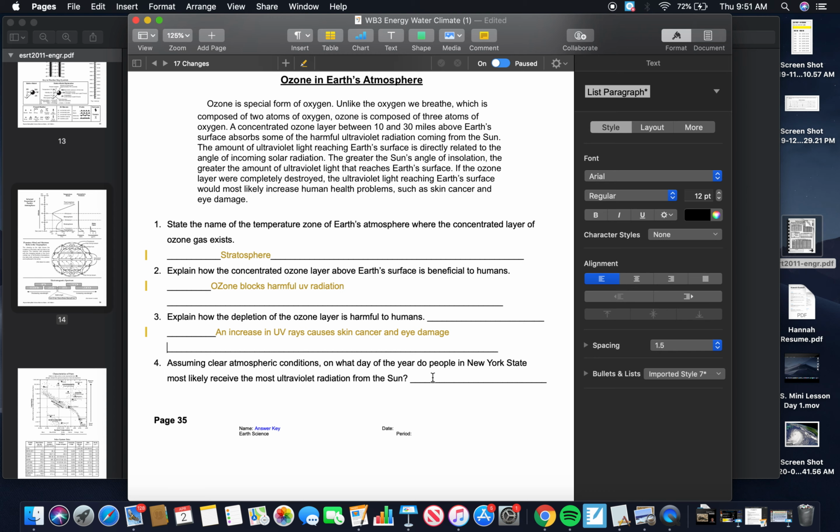Anytime we're talking about important dates of the year, we're talking about either the solstices or the equinoxes. Remember, the summer solstice is when we have the maximum amount of insolation. So that would be June 21st. Oops, that goes right here.